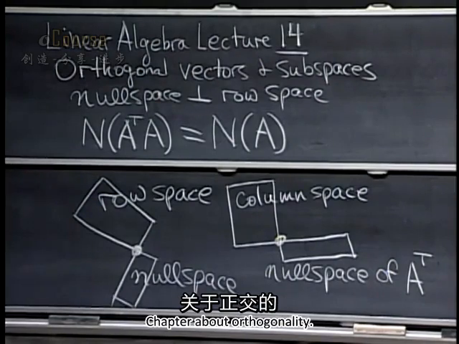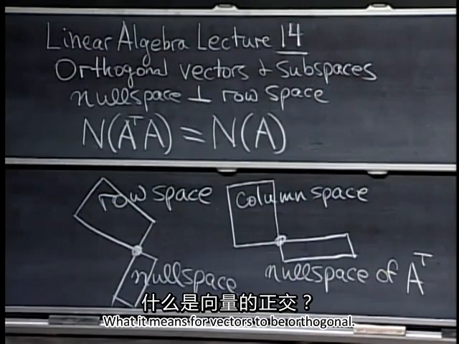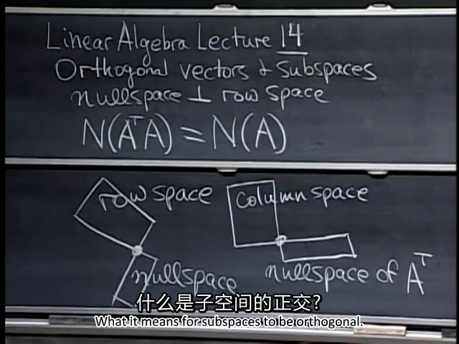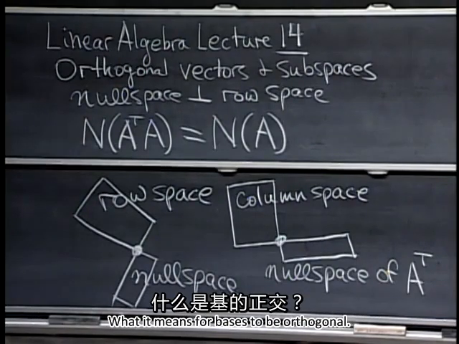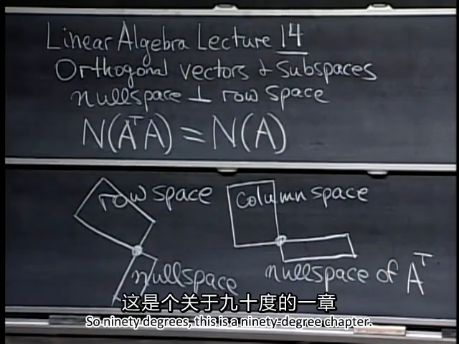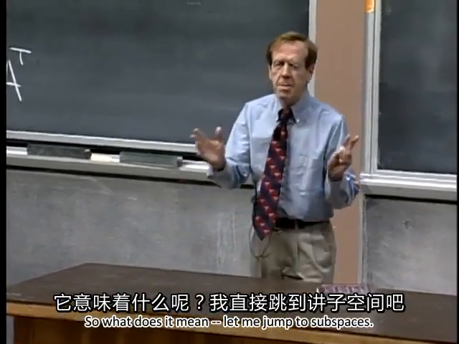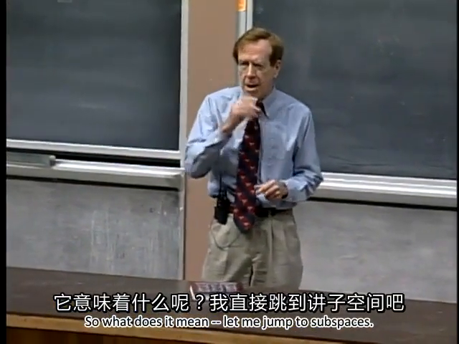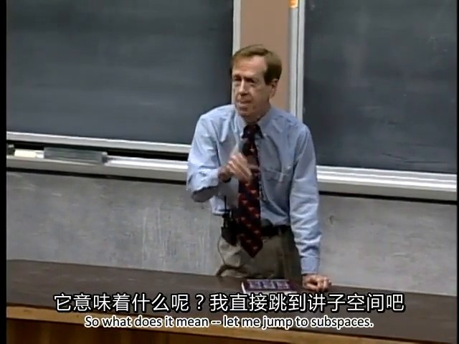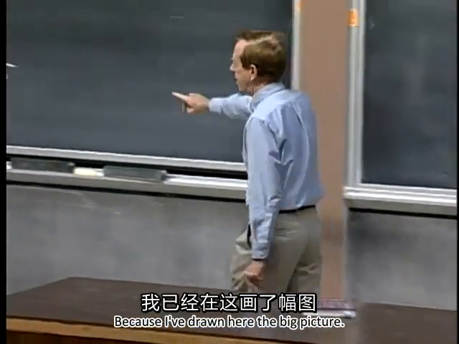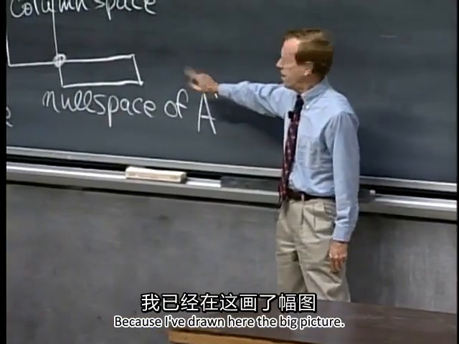Chapter about orthogonality, what it means for vectors to be orthogonal, what it means for subspaces to be orthogonal, what it means for bases to be orthogonal. So 90 degrees, this is a 90-degree chapter. So what does it mean? Let me jump to subspaces, because I've drawn here the big picture.